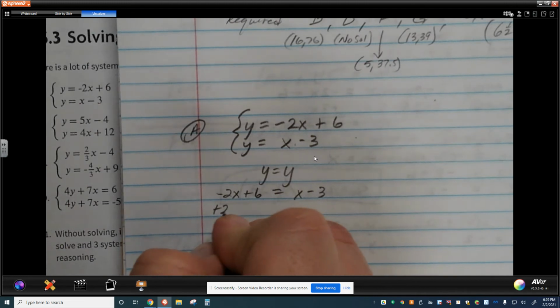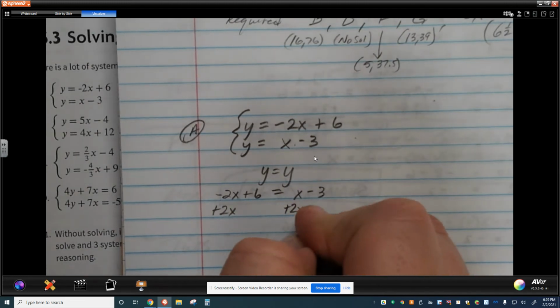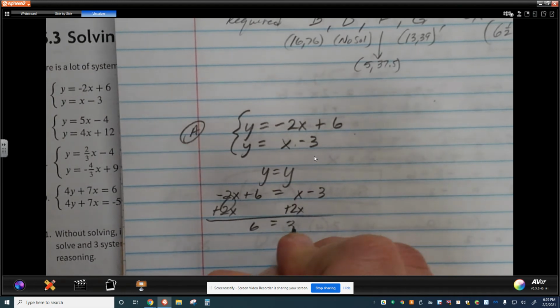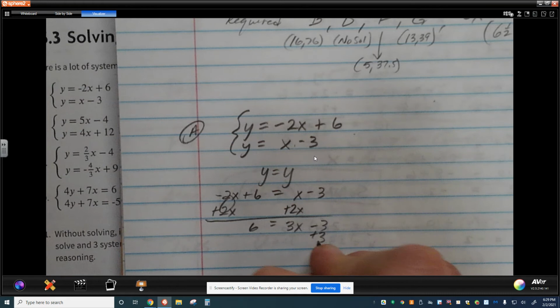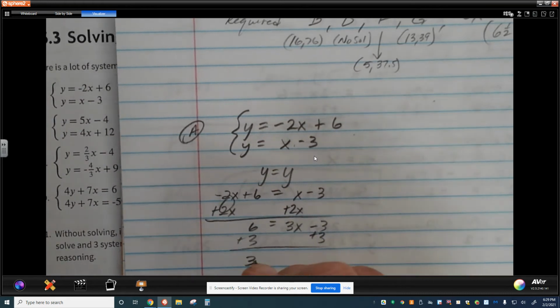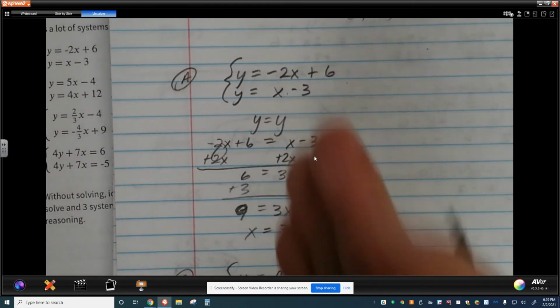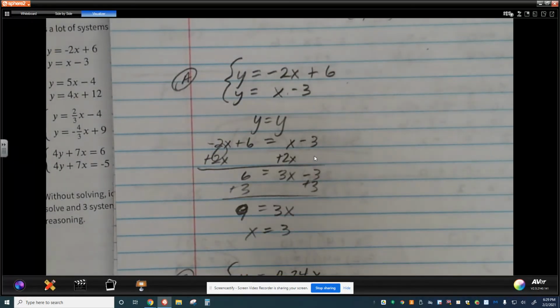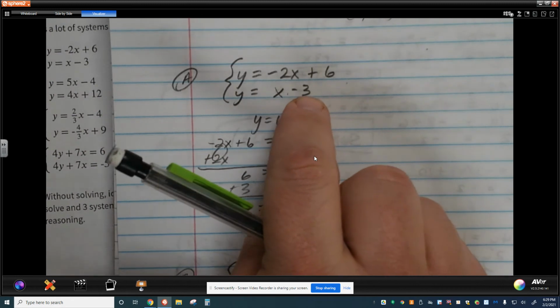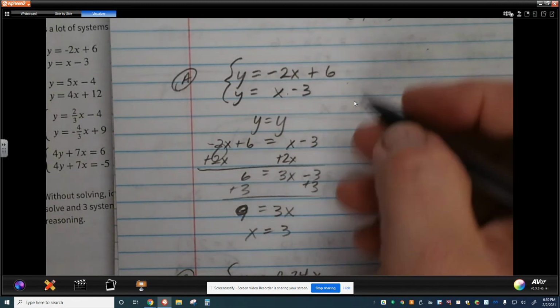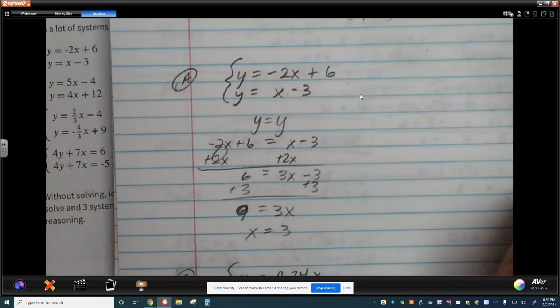And now I can just go through my process of the properties of equality, and I can find out that 6 is equal to 3 times X minus 3, where I add 3 to both sides. This is 9 is equal to 3 times X, and X must be equal to 3. Once I know that X is equal to 3, I can go back and substitute back into my equations. Again, one of my strategies is to substitute into the easier equation, or I think quote unquote easier equation, to figure out what Y must be.